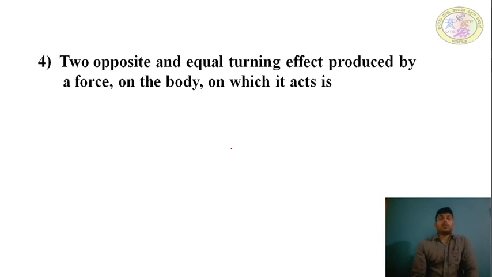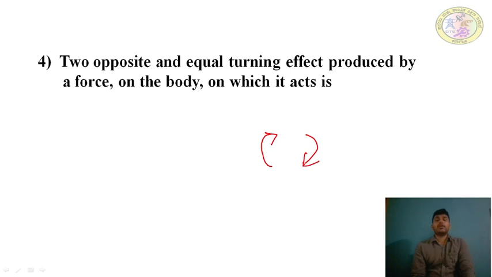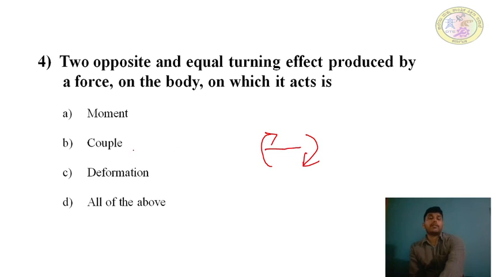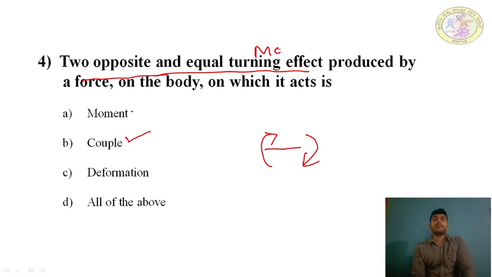Fourth one: the two opposite and equal turning effects produced by the forces on the body on which they act is called... Listen, two opposite and equal turning effects. The turning effect produced by a force is the moment. Two opposite forces produce a couple, and a distance should be there. It is a couple. A moment is a single turning effect, a rotational effect only. With two opposite and equal forces, there is no translation, only rotational effect. Two opposite and equal turning effects means two opposite and equal moments. It can also be called a moment. This is a couple. That's it.